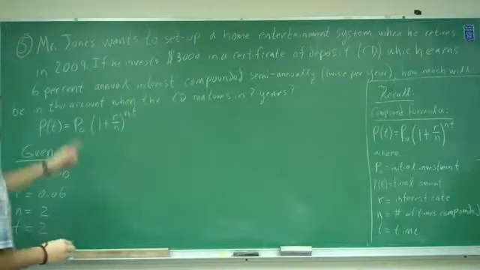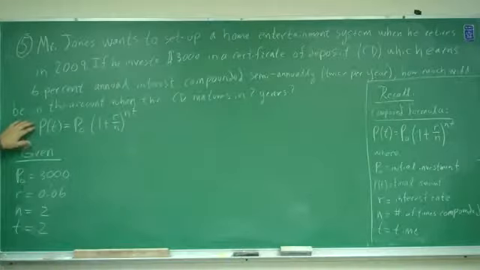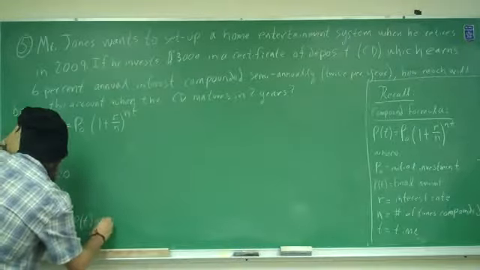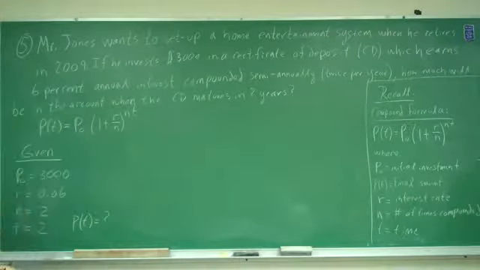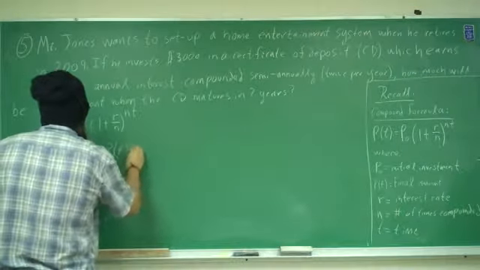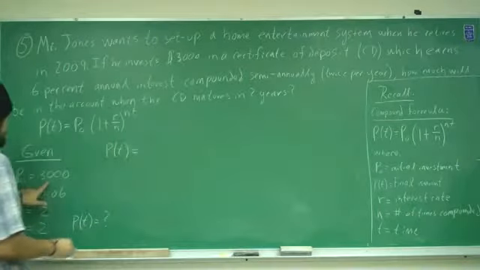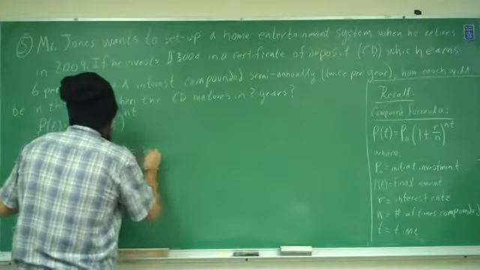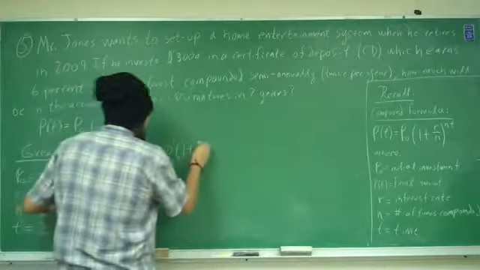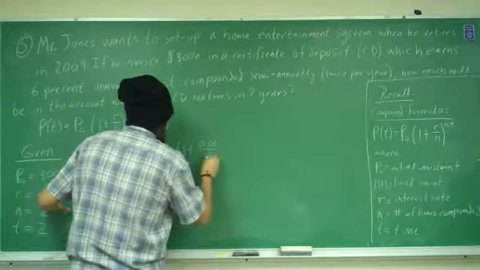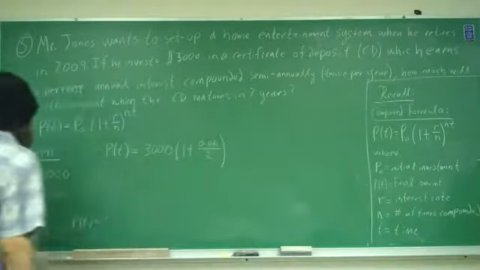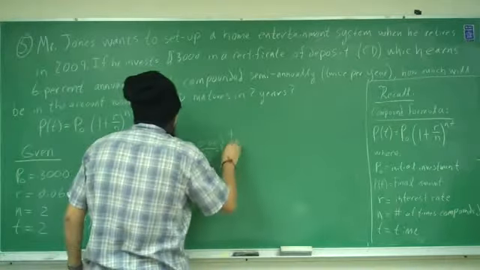And we want to find how much will be in the account, so we want the final output PT. Alright, let's go ahead and plug all the information we know into this equation. So PT is equal to P sub naught, 3,000, times 1 plus R, which is 0.06, divided by 2, all raised to the 2 times 2, so that's 4.